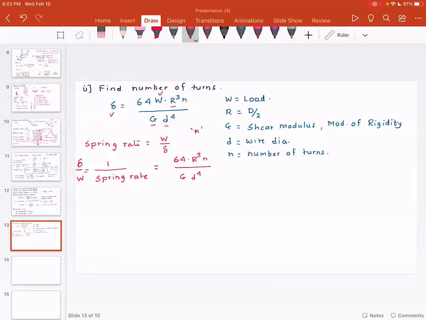So there are two ways the problem can be specified. But no matter what the setup is, we have to find out the value of N. Once the value of N is found out, we can find the free length, and free length is given as LF is equal to N times D plus (N minus 1) multiplied by 0.1.